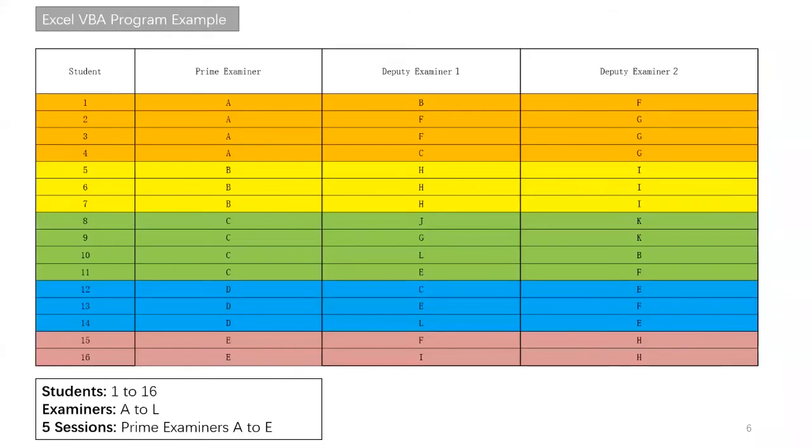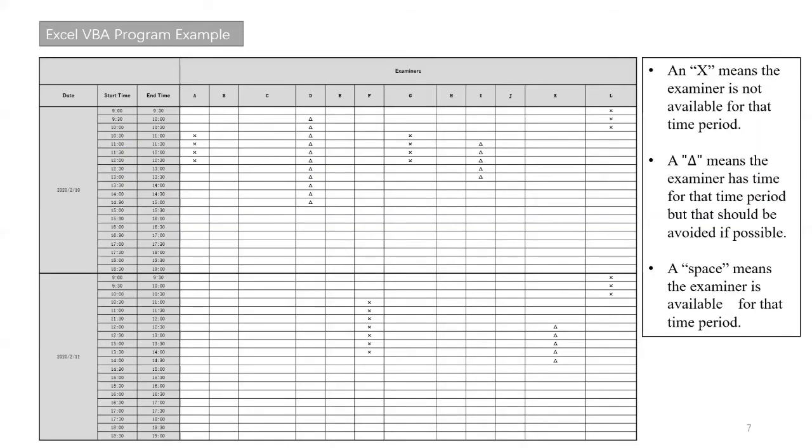On the next page, this shows an example of the student list. In this example, each student has 3 examiners, and here we have 5 prime examiners in total, who will be the student supervisors. So in this example, we have 5 sessions. Then the exam schedule here shows when our professors have the time to attend the presentations.